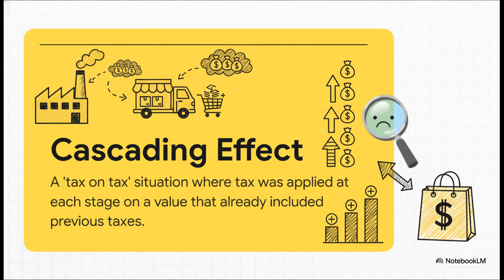The big, hairy monster in the room was something called the cascading effect. And it's exactly what it sounds like, a tax on a tax. Just imagine a wholesaler buys something and pays tax on it. They add that tax to their cost. Then when they sell it to a retailer, the retailer gets taxed on a price that already has that first tax included. It was this crazy waterfall of taxes that just kept flowing down the chain, making the final product way more expensive for you and me.